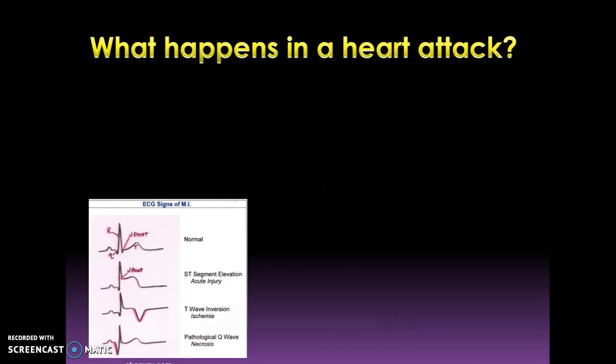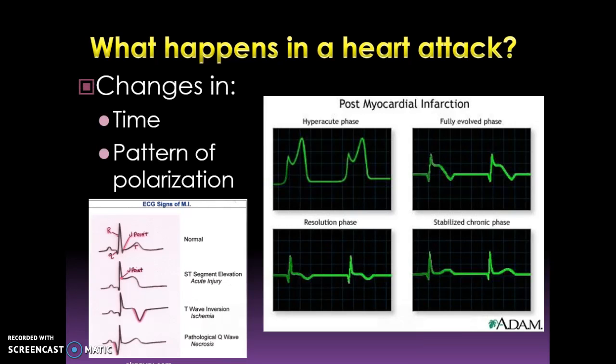So then what happens in a heart attack? The EKG or ECG looks different, right? Because there's injury. This is what a normal heartbeat should look like when you're looking at an EKG. But when you have a heart attack, that can be identified by looking at the actual heartbeat. There are changes in the timing, and there are changes in the pattern of the polarization, the pattern of these peaks that you see.